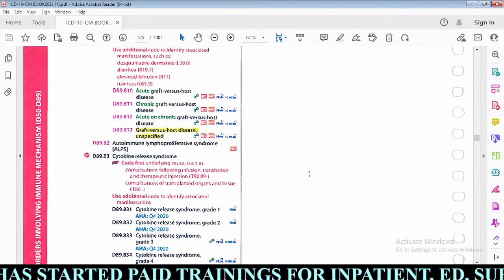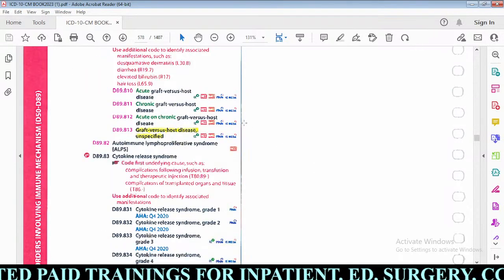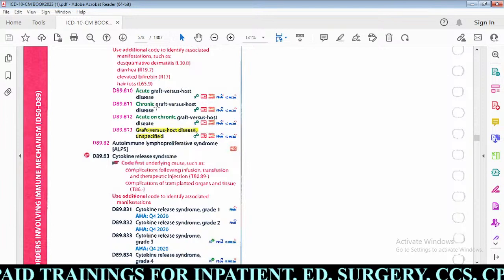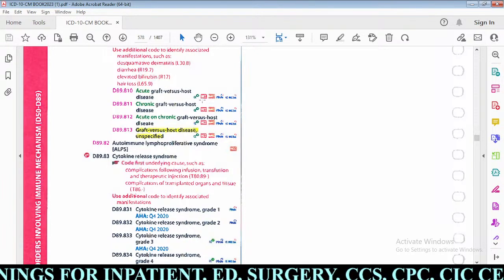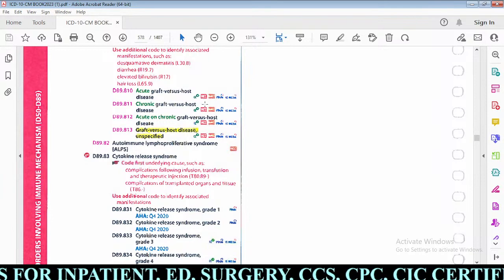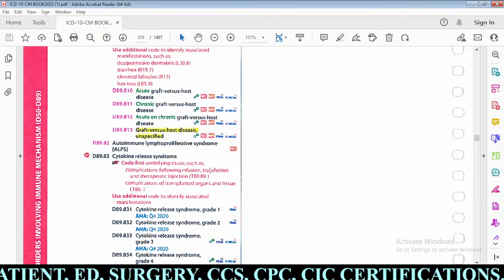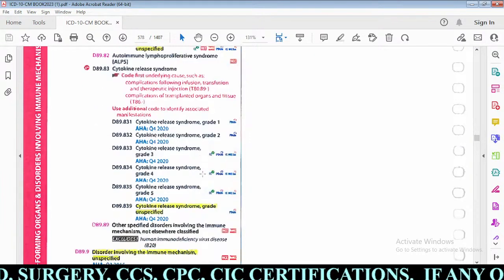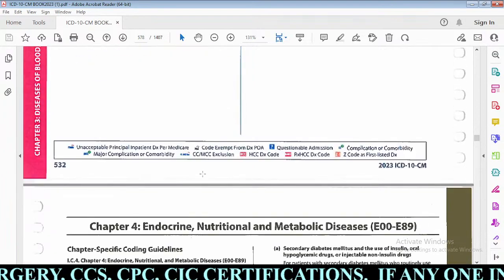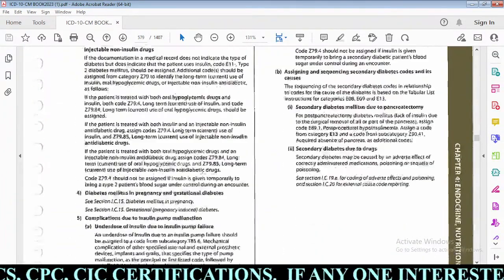So as I told you before, as we have learned previously, all these symbols are useful while coding. For example, if you see D89.810, this is an SEC code. So in order to write properly, you need to remember all these symbols. So these are the endocrine system and chapter guidelines here.